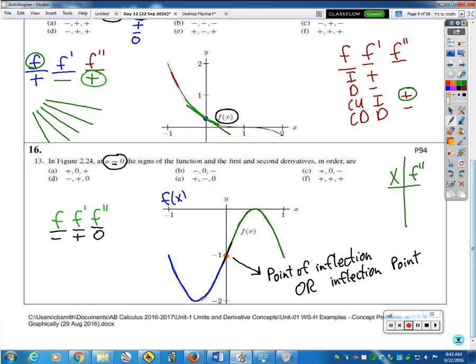Let's see. They're giving us a graph of f. We're supposed to figure out the sign of f, f prime, and f double prime. So I look at the graph of f. I'm only supposed to look at this one point. I notice that at this point, the y coordinate of f is negative, so I put a negative right there.